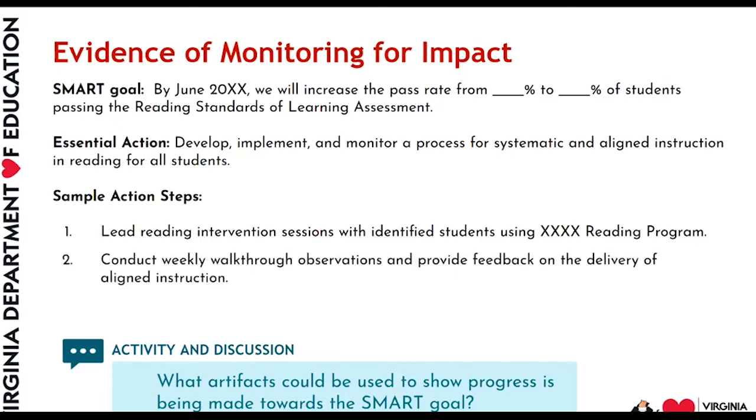All right, so what if you were doing the walkthrough observations? What data could you collect? What artifacts could you show after you've done those walkthroughs to show that it's having an impact? We've had the observations, we have the feedback, so we know we're doing it, we have the schedule. But how do we know that that action step is making a difference, helping us progress towards our SMART goal? It's a little bit harder. What can we collect there?